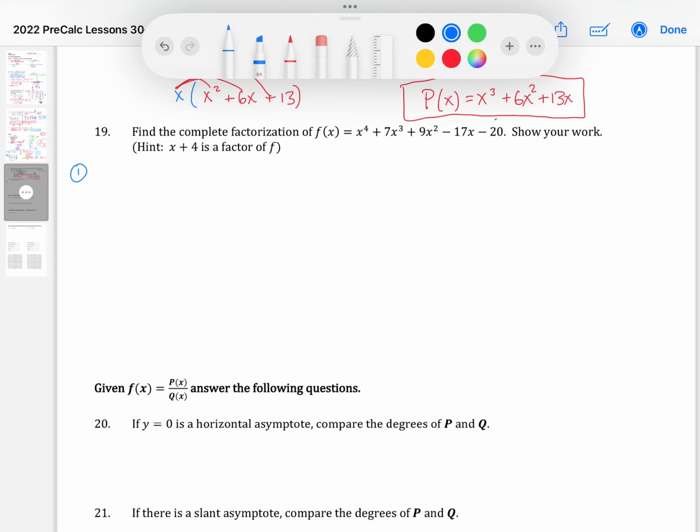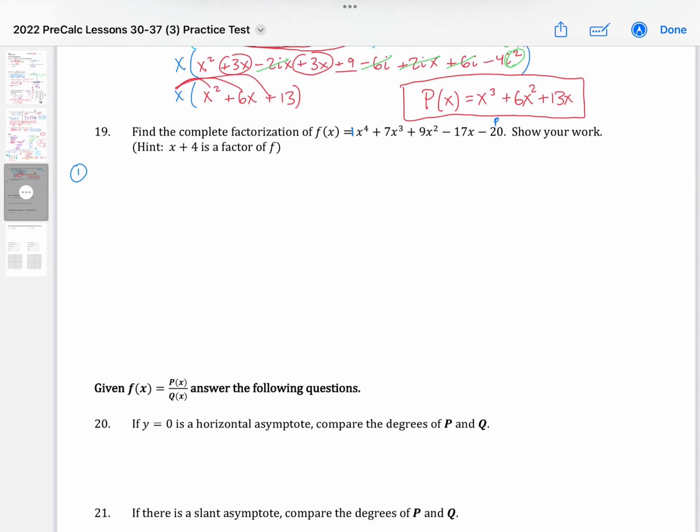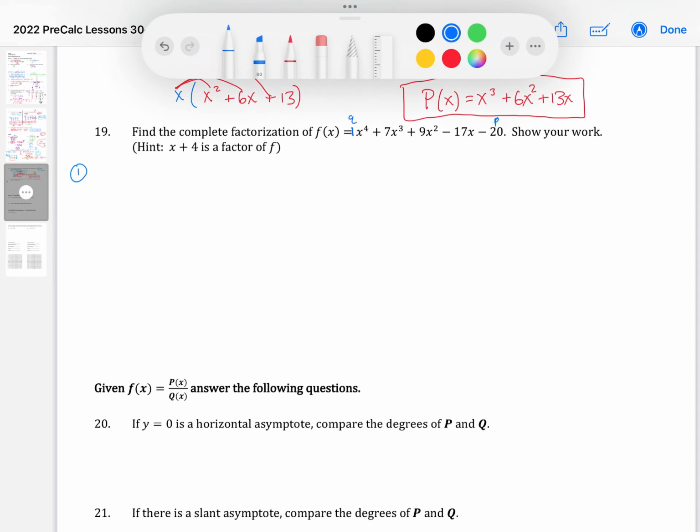In this case, p is negative 20 and q is 1. So 20 does have a lot of factors. If you put your p's over q's, it's going to be plus or minus 1, 2, 4, 5, 10, and 20. Luckily, q is just 1. So when we divide those out, we get just plus or minus the factors of 20, which there are quite a few.